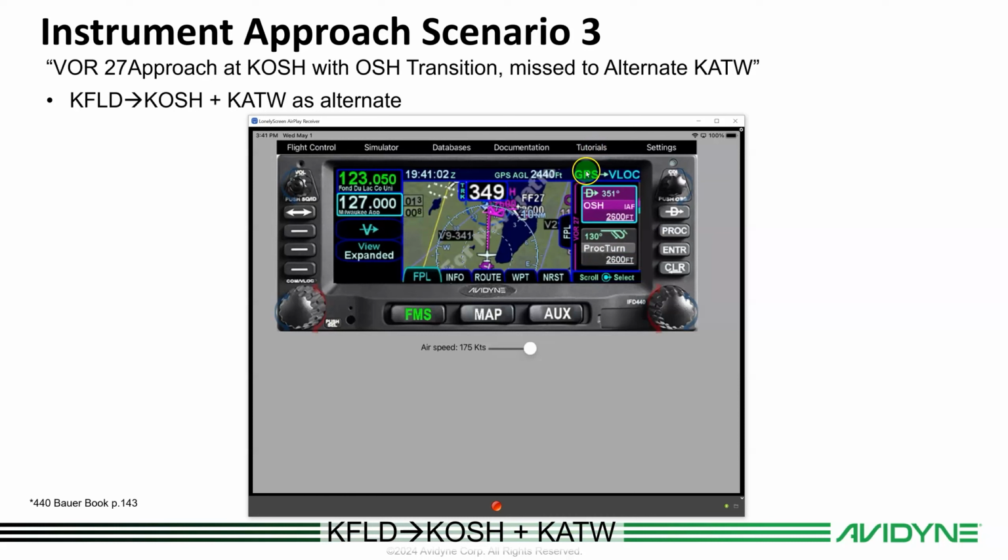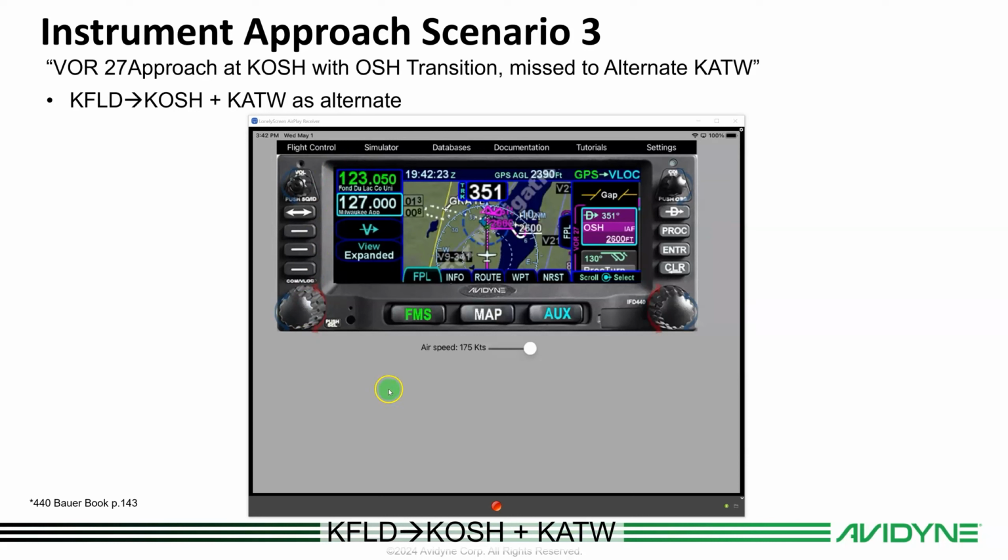You can see that our GPS is now armed for the VOR approach to VLOC. So it'll transition to the VOR radio. If I push in on this button and look at my VOR frequency for Osh VOR, it has been tuned. And now it'll default back to the comm radio. So now we're flying inbound to Osh VOR.